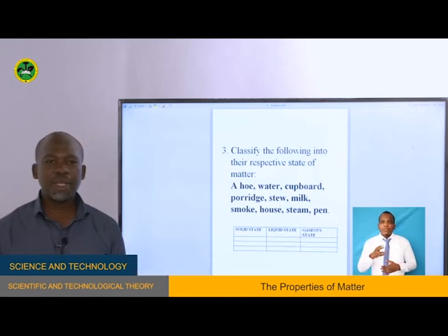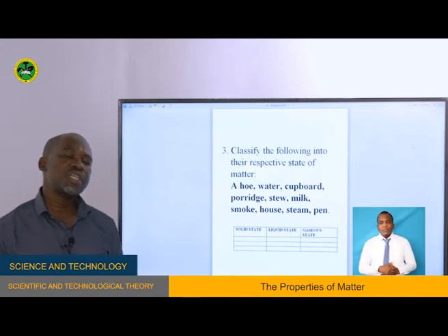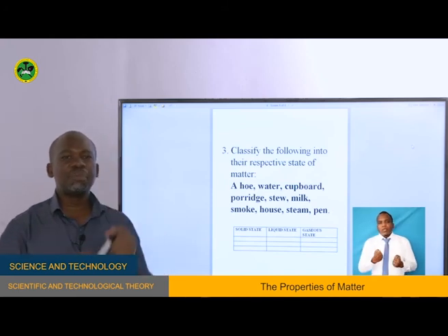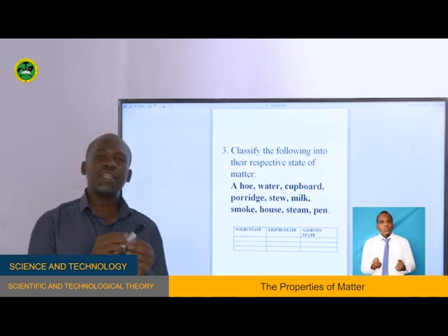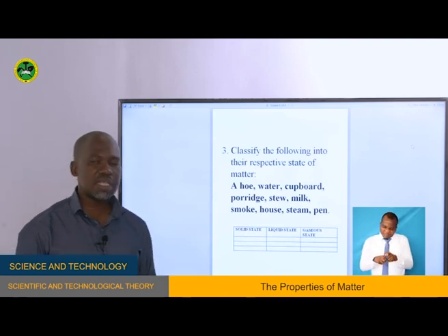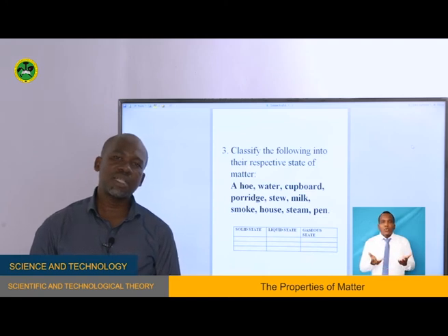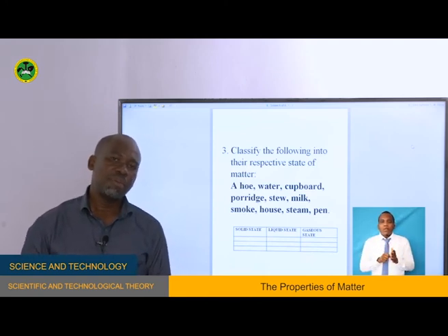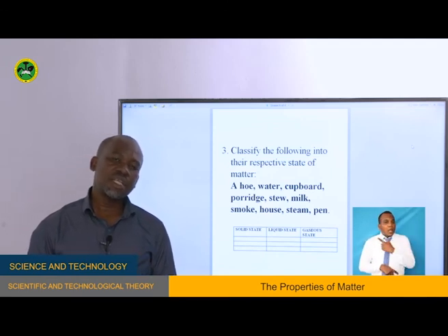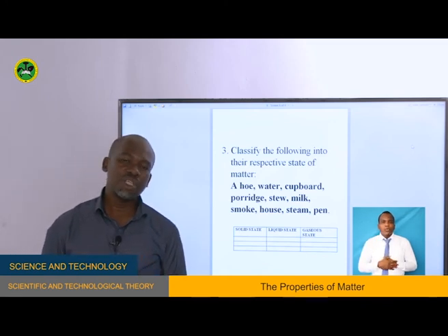Pen. Pen, just like my board marker, is also in the solid state because it is hard, it has a definite shape, and also the particles that make the pen are very close and tight to each other. Now, these are samples of questions which you may face as a Standard 4 pupil. Please go through these questions and answer them by referring to and reviewing our lesson of today.